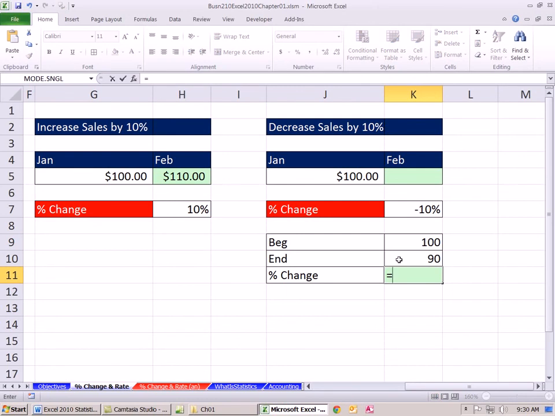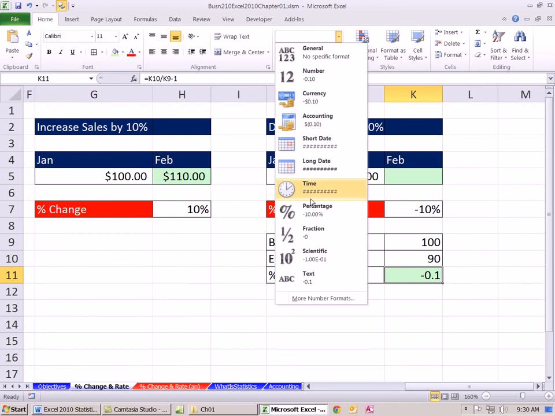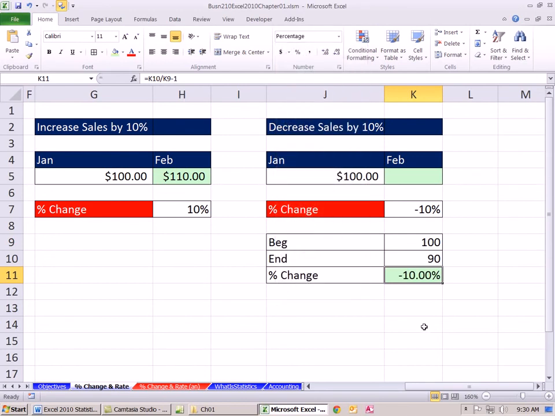Equals end divided by begin minus 1. All right, that has a no number format. You could see the general up here. If you want to apply a percentage, you could right there. Minus 10%. That's how we calculate it. So of course, we can simply do our formula, since we're given percentage change, not a 0.9. Actually, let's do this.